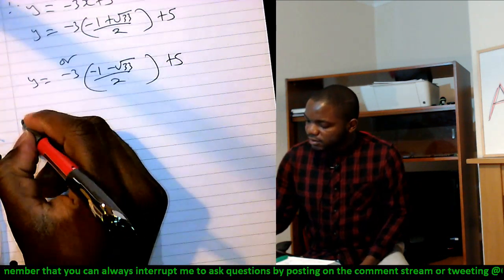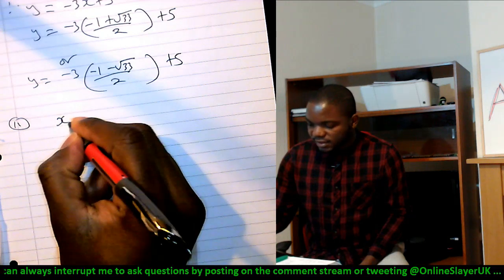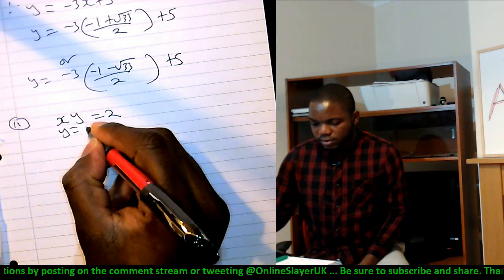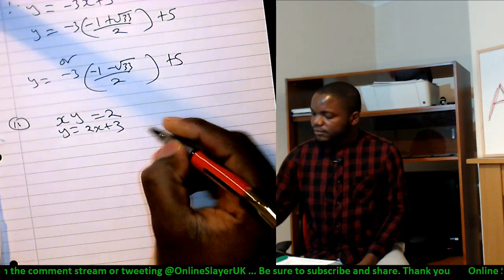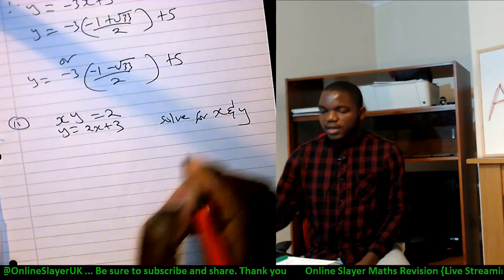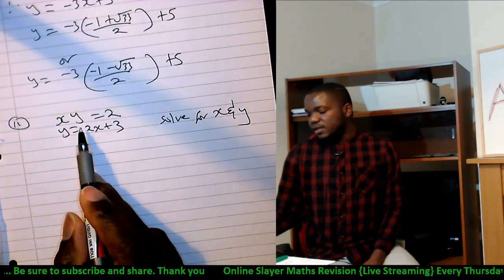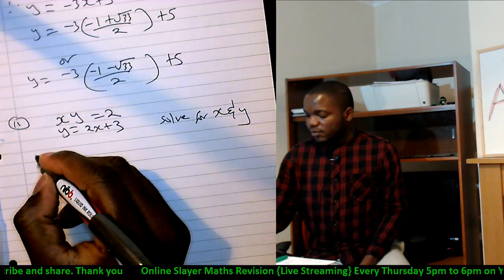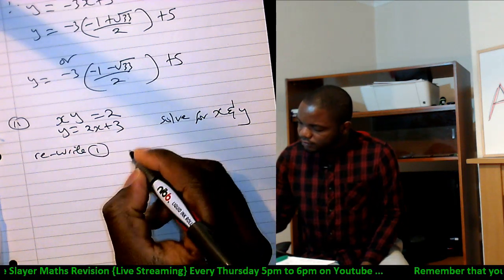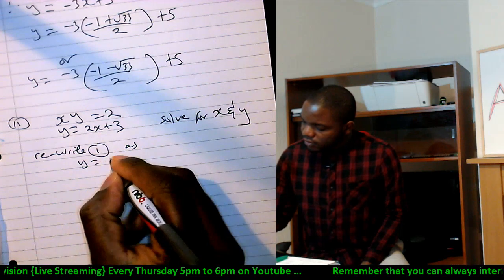Finally, on simultaneous equation, you've got this that says xy equals 2 and y equals 2x plus 3. Solve for x and y. Well, you can make y the subject again. So rewrite equation 1 as y equals 2 over x.